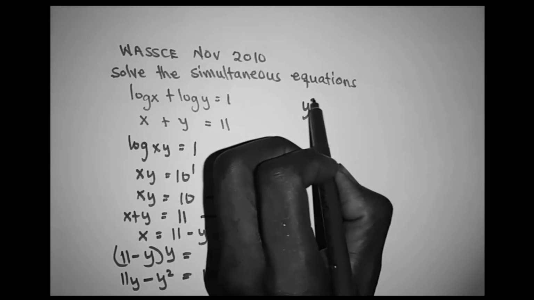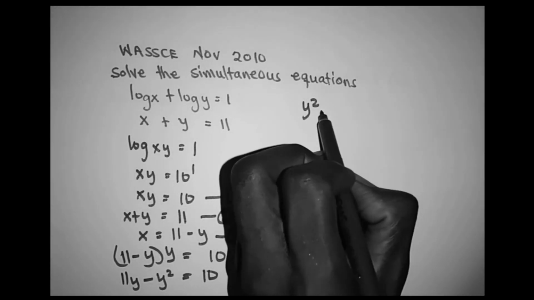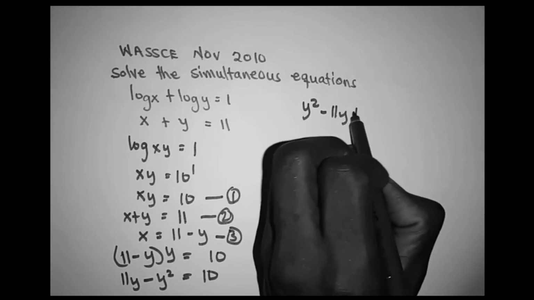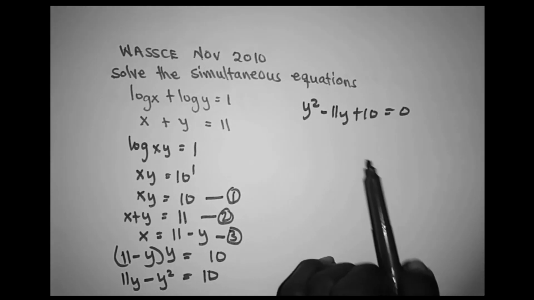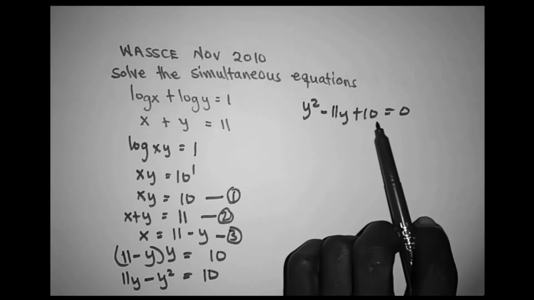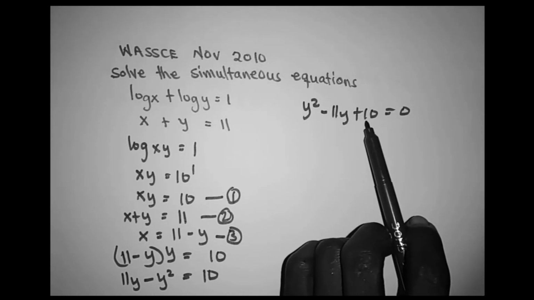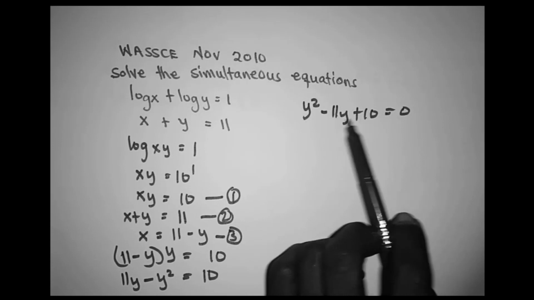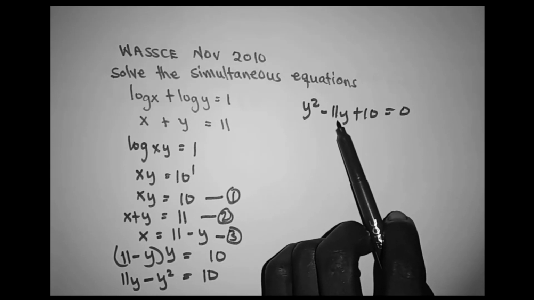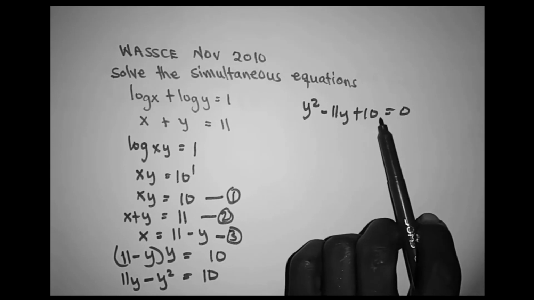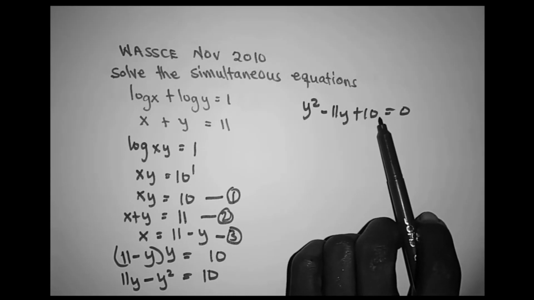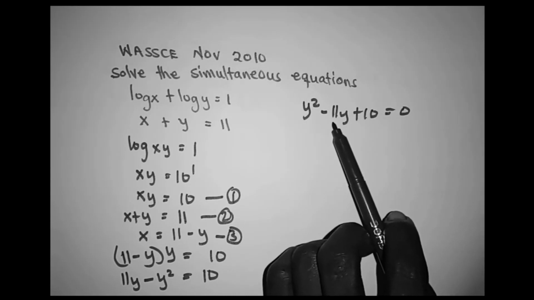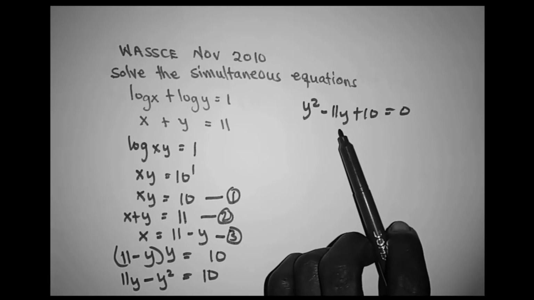So we have y squared minus 11y plus 10 is equal to 0. So now you are supposed to find two numbers that when you multiply, you get positive 10, but when you add, you get negative 11. And we see that those two numbers are minus 1 and minus 10. Minus 1 times minus 10 is positive 10. However, minus 1 plus minus 10 is minus 11.